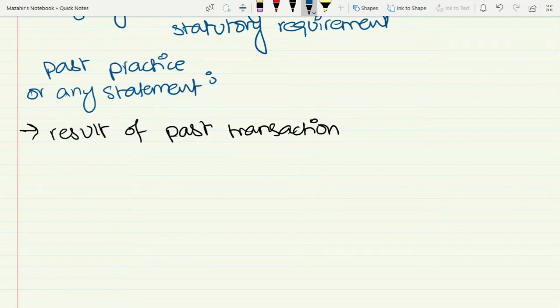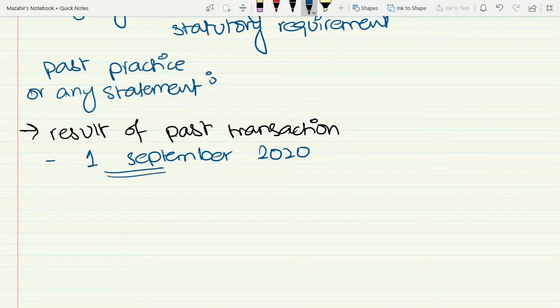For example, if I have a deal with a supplier that he'll deliver me goods on, say, 1st of September 2020, I'll be liable to pay the amount only after the delivery of goods. Before the date of 1st September, I am not legally liable to pay the amount. I am only liable when I have signed a contract, as we discussed in the previous point, that we agreed on some terms that the supplier will deliver me goods on 1st September and I have to pay him before that date. So then only I'll be liable. Otherwise, I'll only be liable if the transaction has occurred in the past.